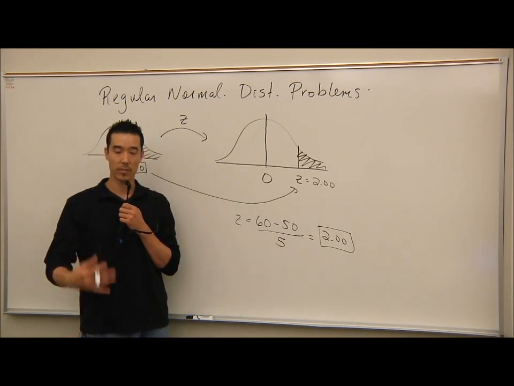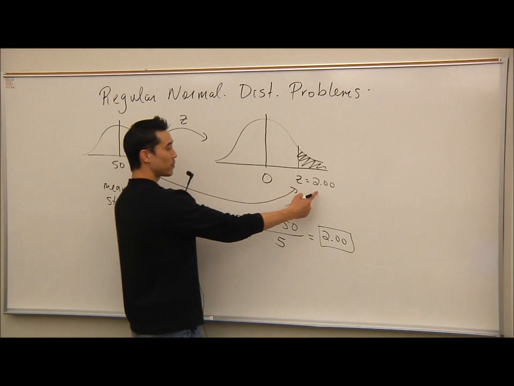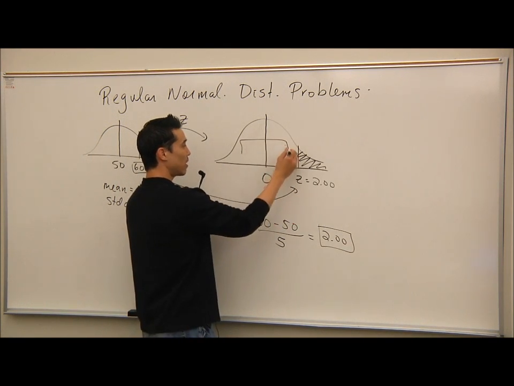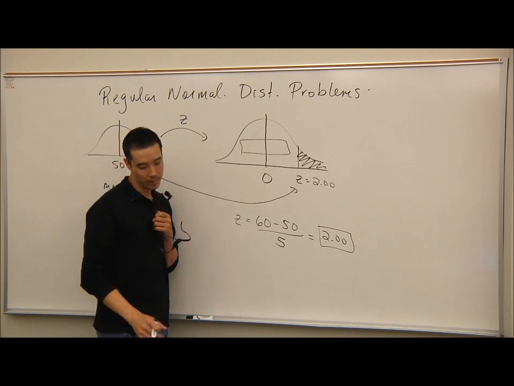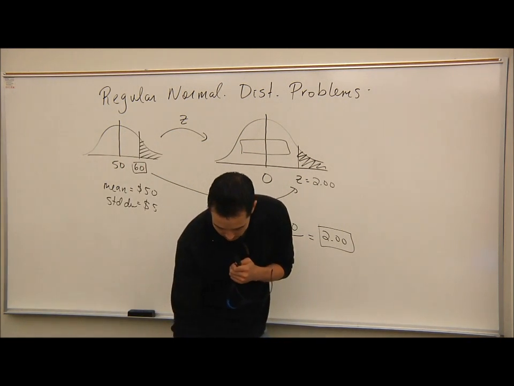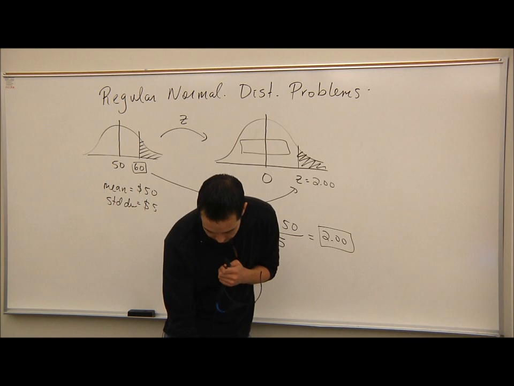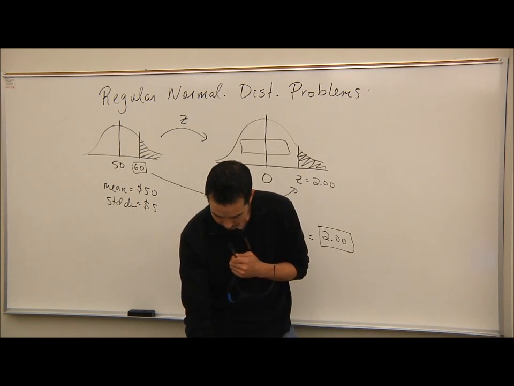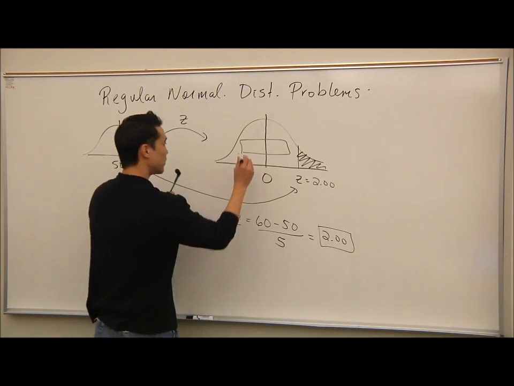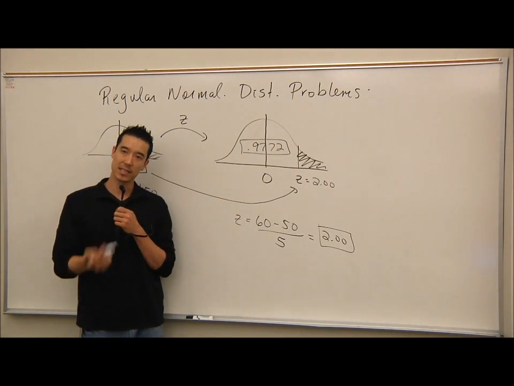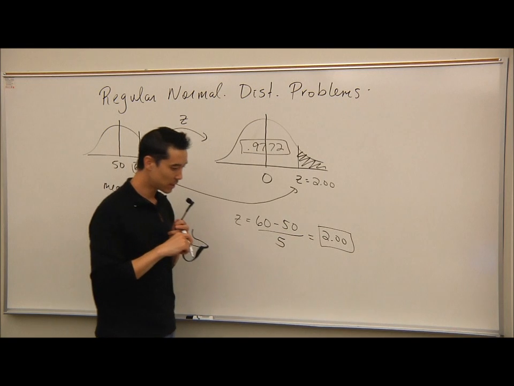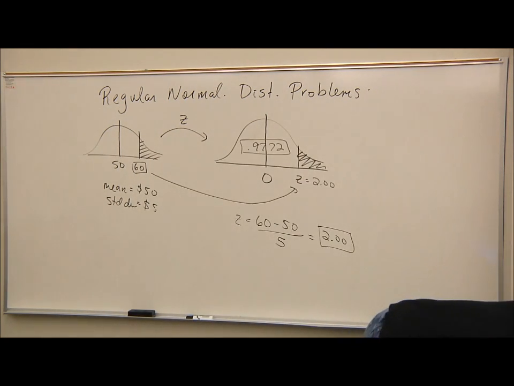Okay? I open up my book. I go to z equals 2.00. That will give me area to the left. I want area to the right, so I subtract 1 minus that. Okay? So go to your z chart. We go to 2.00, and what value do we have for area? 0.9772. So my area is going to be exactly 1 minus 0.9772. So grab your calculator. 0.0228.